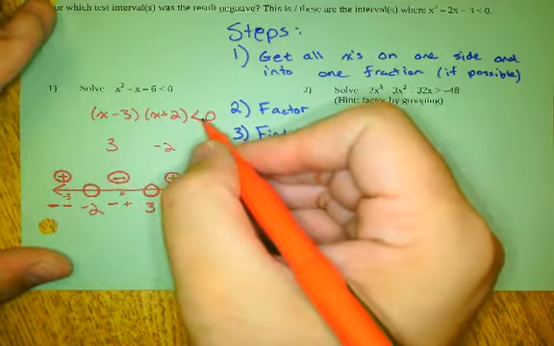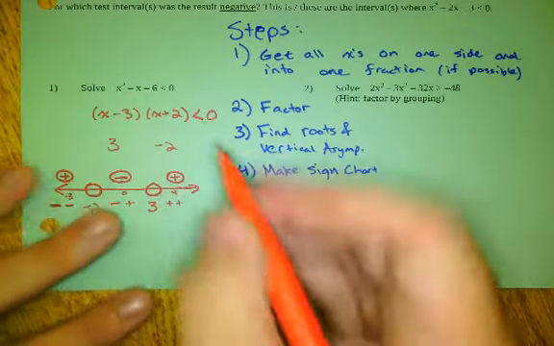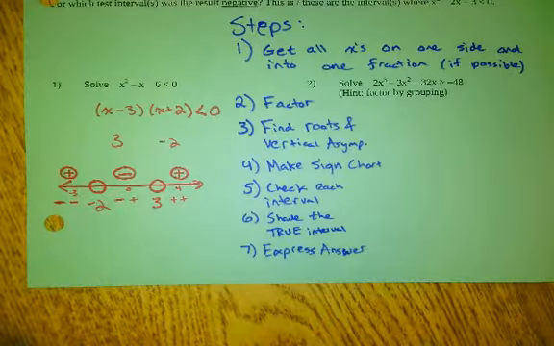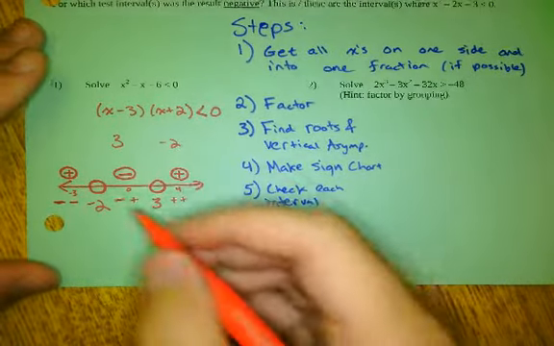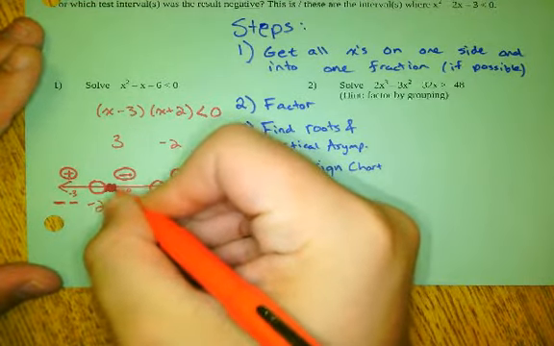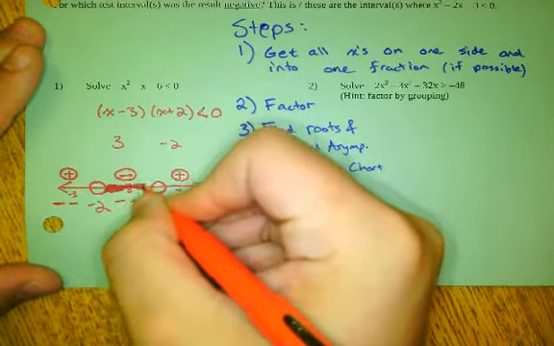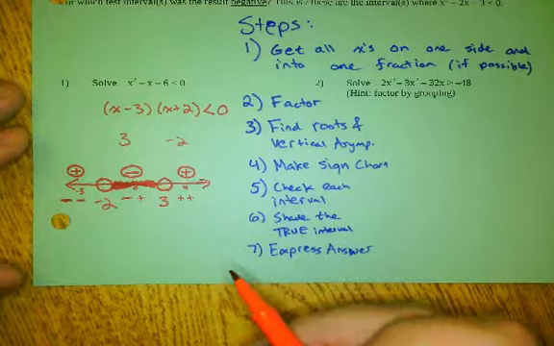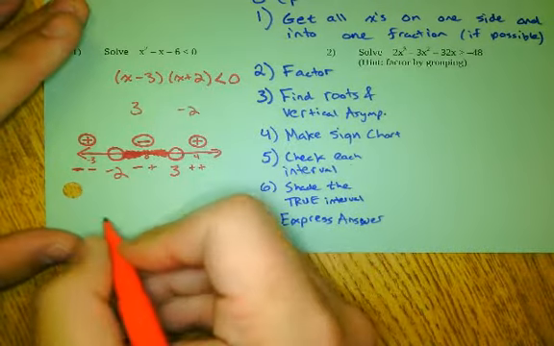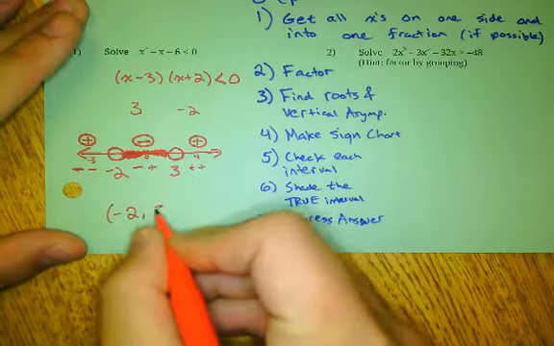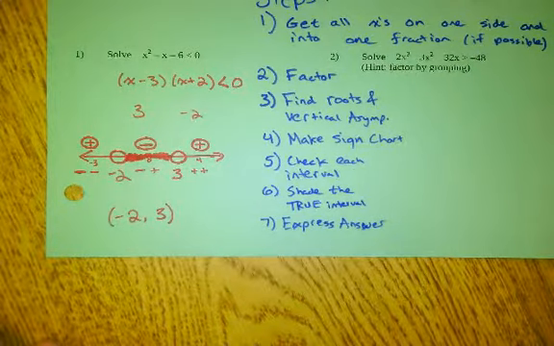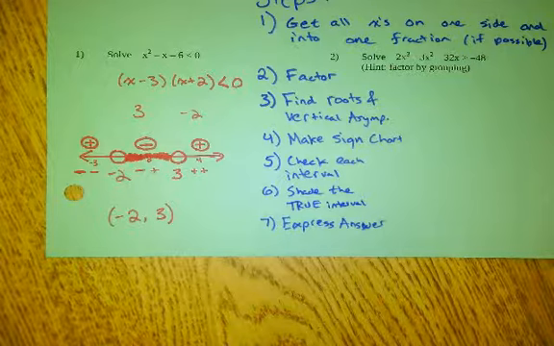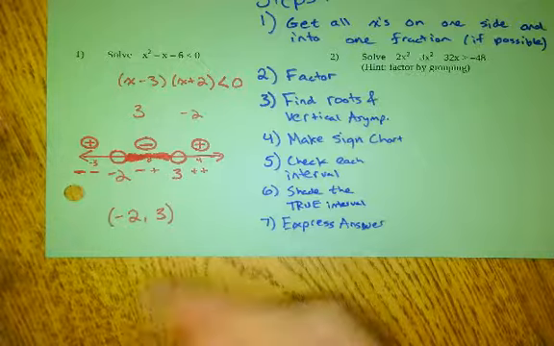So I'm looking for numbers that are smaller than 0. You see how 0 is bigger than these things? What sign is that, positive or negative? Numbers that are smaller than 0 are negative, so I'm going to shade the negative part. This is my true interval, so I have to express my answer with what I just shaded. So what is my interval? It's -2 to 3. They are parentheses because they are open. And that's my final answer.